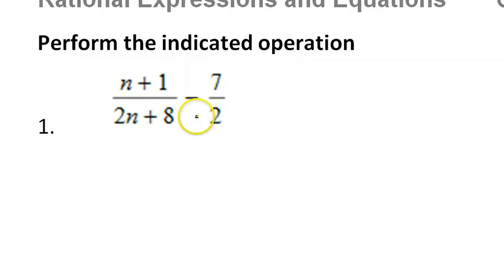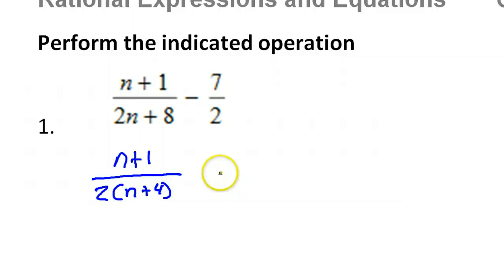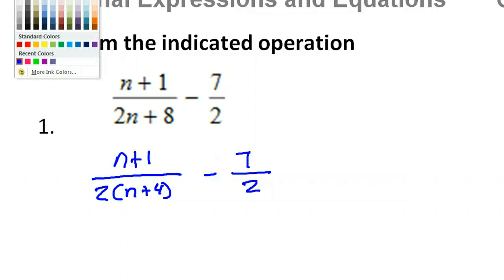The key is we're going to need like denominators. You should factor anything that you can so you can see what you are dealing with. So I've got n plus 1 over GCF here, so that's 2 times n plus 4, and then minus 7 over 2. Now, to add or subtract fractions, you need like denominators. So that's what I'm going to do right now.